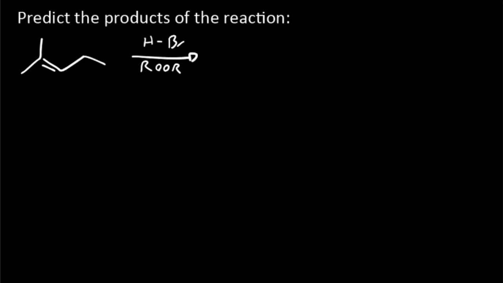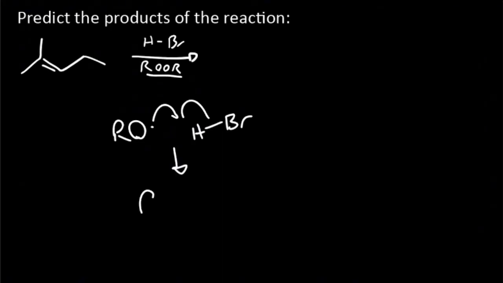So we are doing addition of HBr to a double bond with a peroxide. Whenever you see a peroxide here, you know that it's going to be a radical initiator. So RO is going to split into a radical, and it's actually going to cleave the bond between H and Br. So what's going to form is ROH, an alcohol, plus a bromine radical, because he inherits one of these electrons.